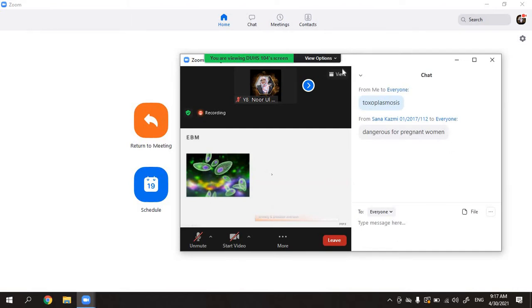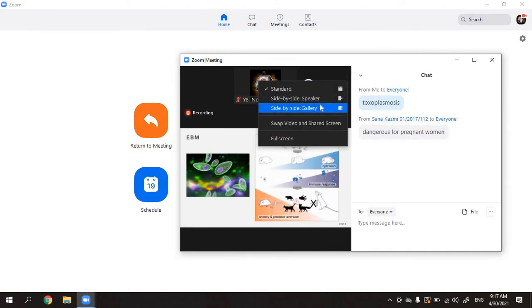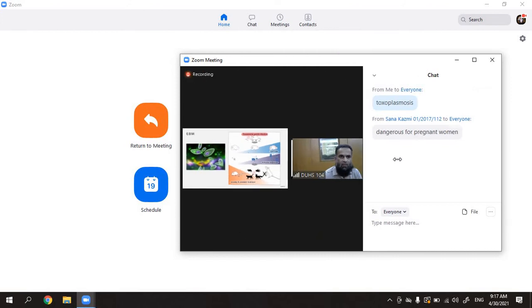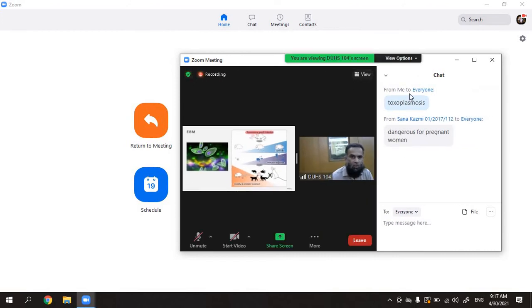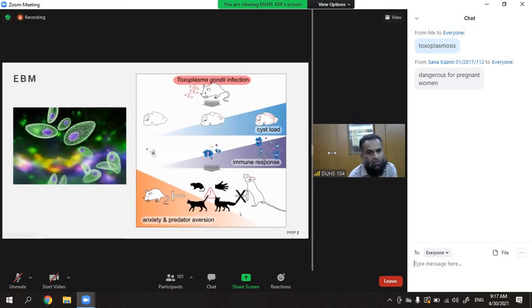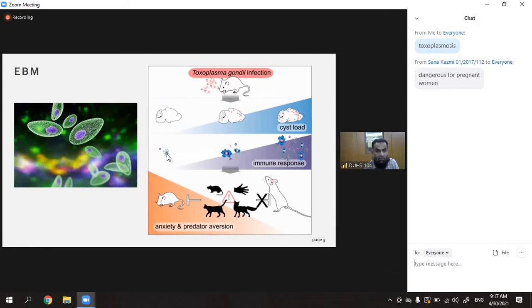What if this infection occurs in some other individual? What happens? Once this infection occurs in some organism, it affects their limbic system. And once the cyst load is higher, their risk-taking abilities are increased. They can take more risk. If you can take more risk, what happens? You have more probability, more chances of getting hurt, right?